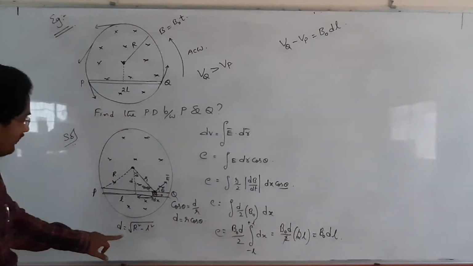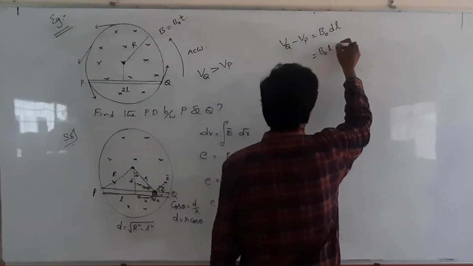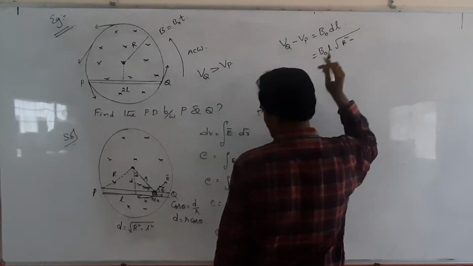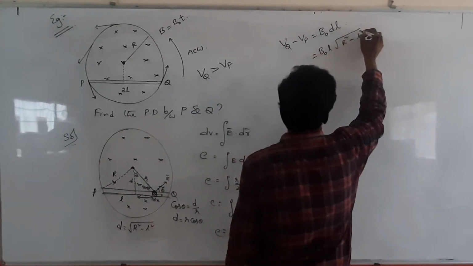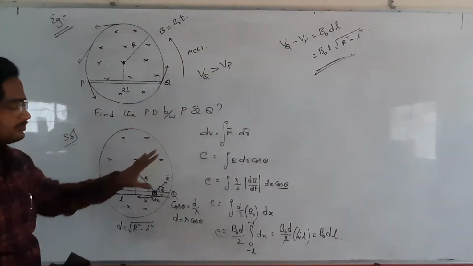But what is the d value? So we are getting B naught into L into root of r square minus L square. That is the answer for this problem.